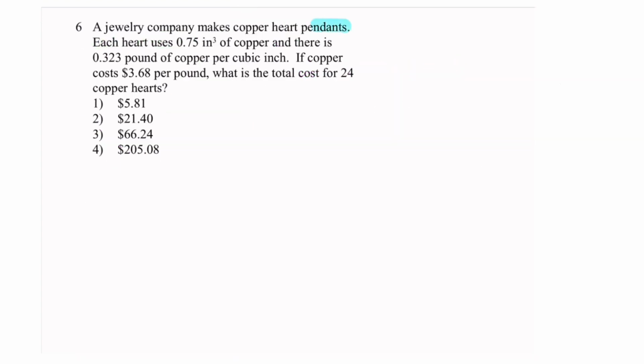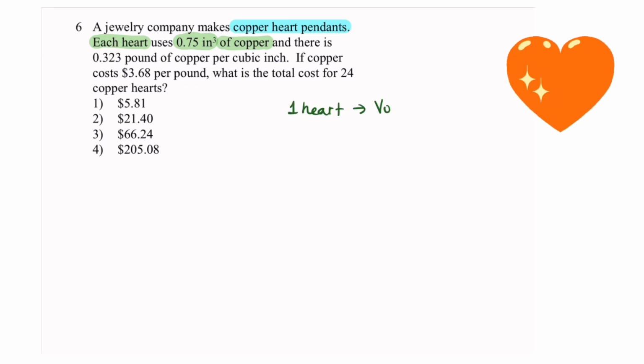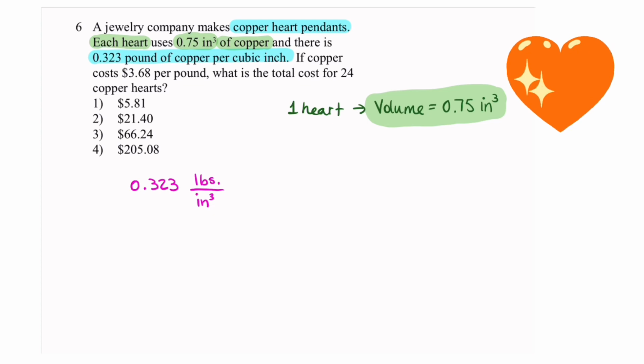A jewel company makes copper heart-shaped pendants. So each heart uses 0.75 cubic inches of copper, and there are 0.323 pounds of copper per cubic inch. And if the copper costs $3.68 per pound, what is the cost of 24 of these copper hearts? So one heart has a volume of 0.75 cubic inches. And so we look at the other number there and check out that the units are in pounds per cubic inch, or mass over volume. And that makes us think about density. So this is the density of copper.